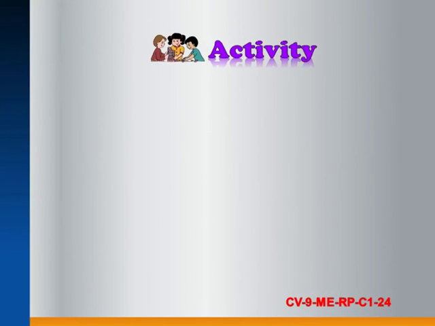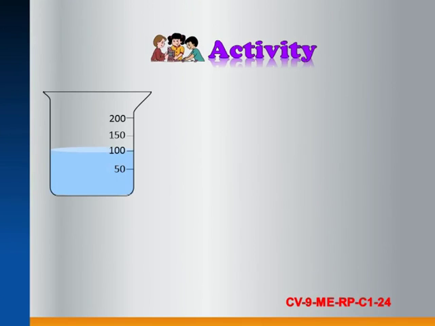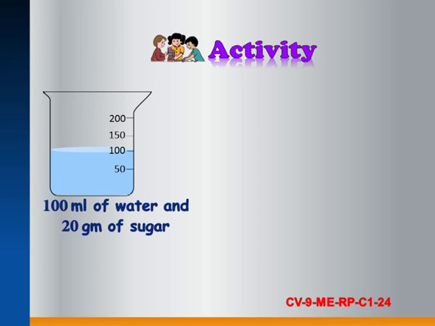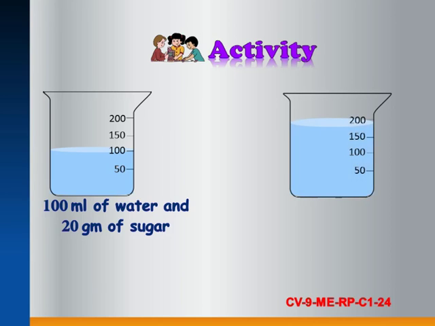Here is an activity. Take 100 grams of water in a beaker and add 20 grams of sugar to it and stir it well. You get 1 sample of sugar solution. Now, take 200 grams of water in another beaker and add 40 grams of sugar to it. Stir it well. You get another sample of sugar solution.